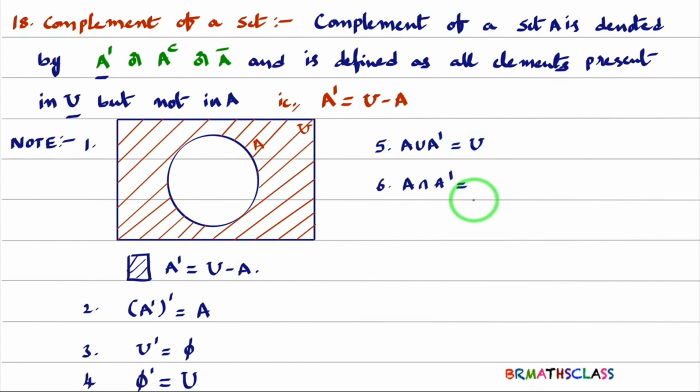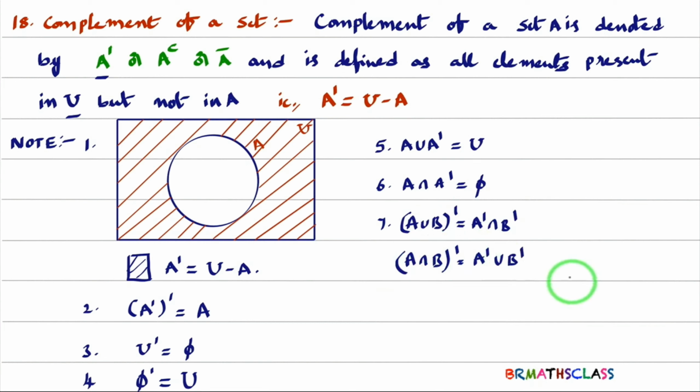A intersection A dash. You observe that A and A dash both are disjoint. There is no element common in A and A dash. So A intersection A dash is null set. Now De Morgan's law. A union B whole complement is A complement intersection B complement. Similarly, A intersection B whole complement can be written as A complement union B complement. These are known as De Morgan's law.